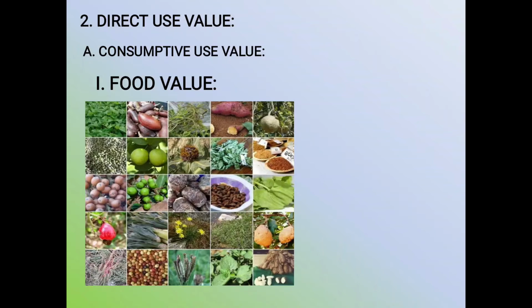Direct value, also known as commodity value, is assigned to the benefits derived directly and indirectly from the products that are harvested from biodiversity. The values are further subdivided into two: consumptive and productive use values. First is consumptive use value.